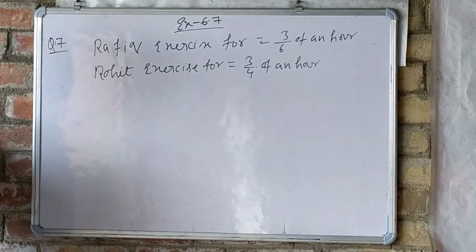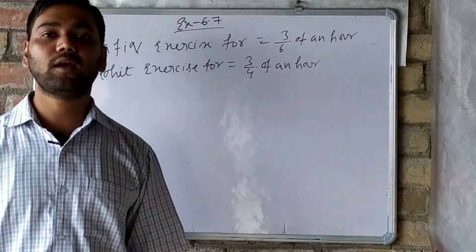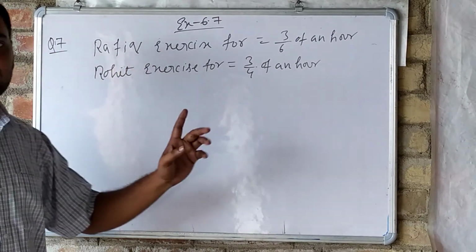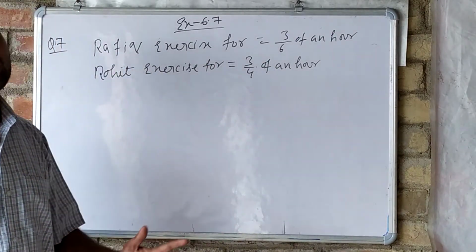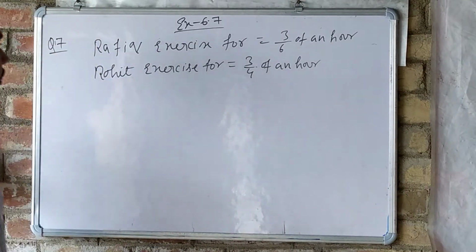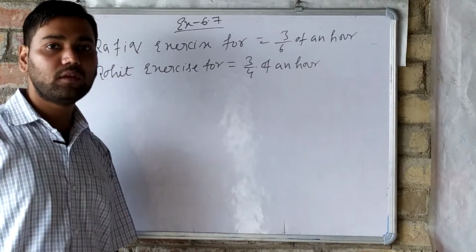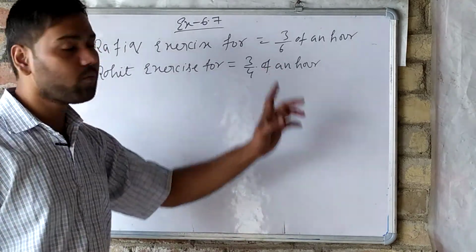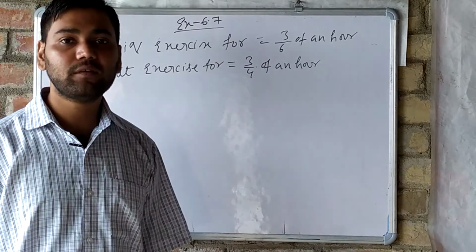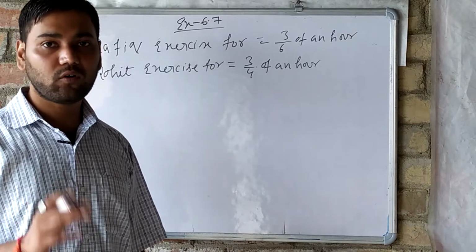So what do we have to find? We have to find who exercises for a longer time, whether Rafiq exercises for a longer time or Rohit exercises for a longer time, and by how much also. So for doing this, what will we do? We will make the denominator same. When the denominator is same, we can easily see who is exercising for a longer time.